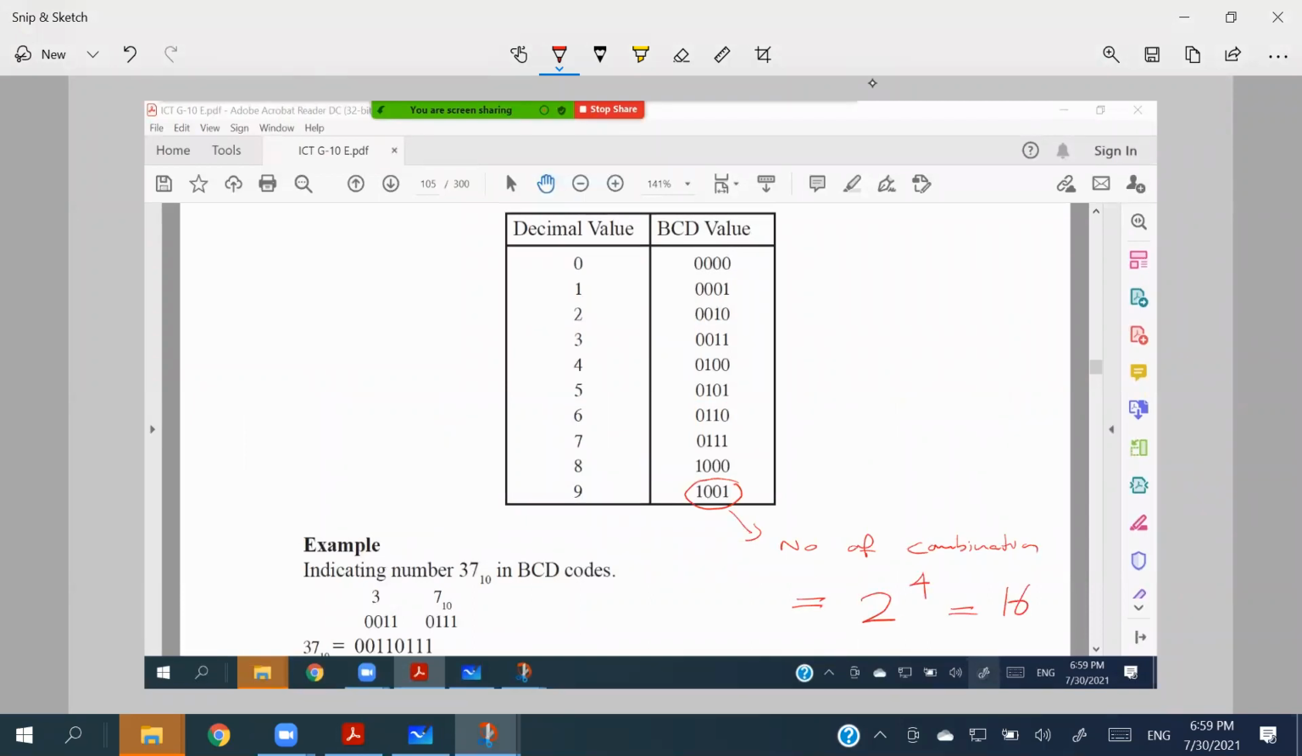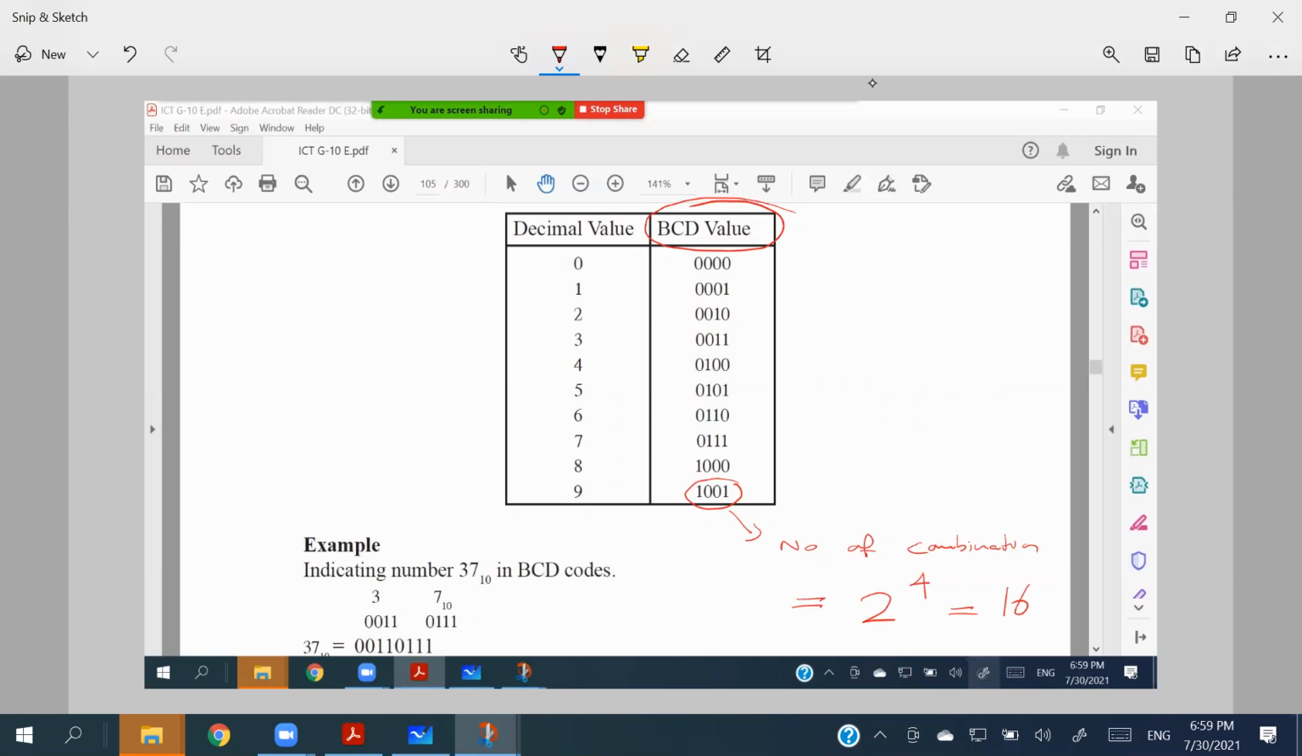That means 16, right? But if you think about the English letters in the alphabet, they must need 26 unique codes for the capital letters and 26 unique codes for the simple letters. So there you get 52 already. So the BCD representation was not enough anymore, right?